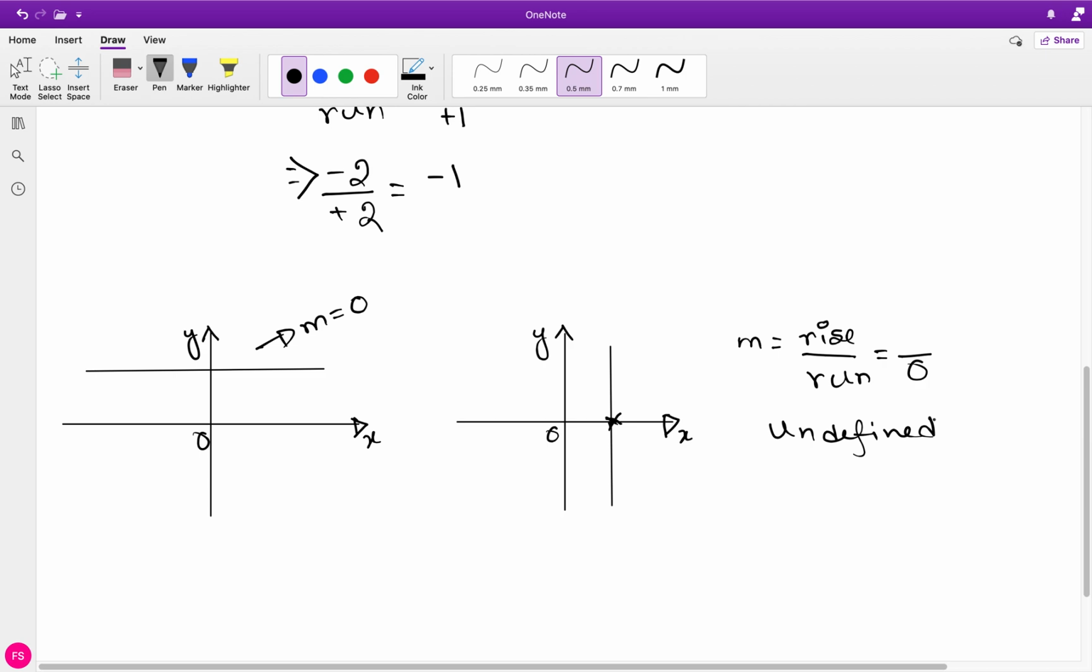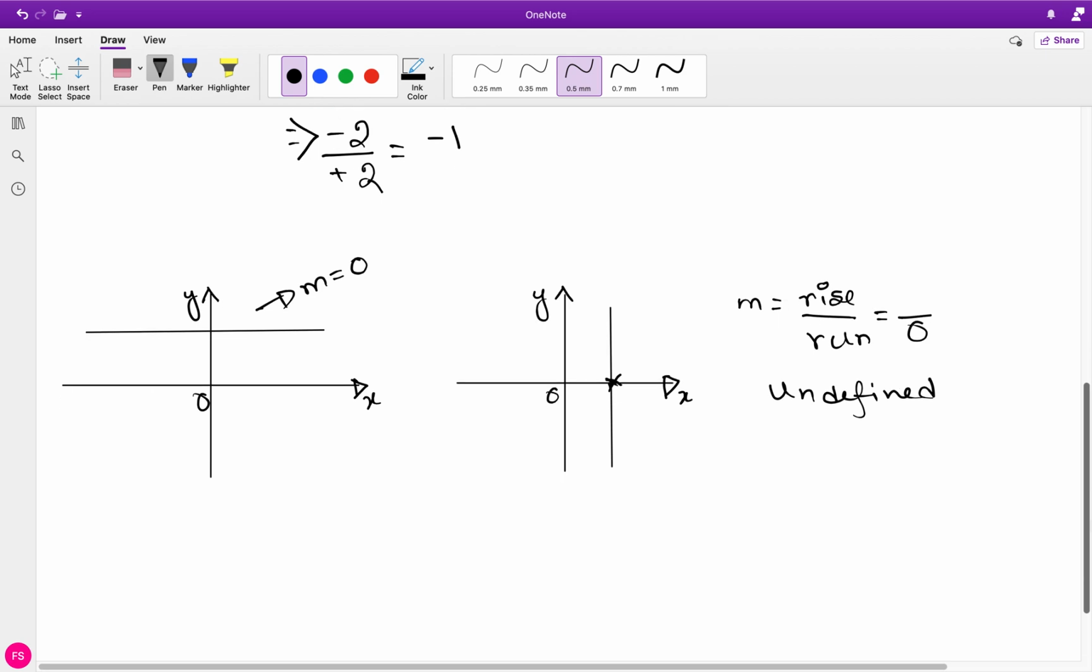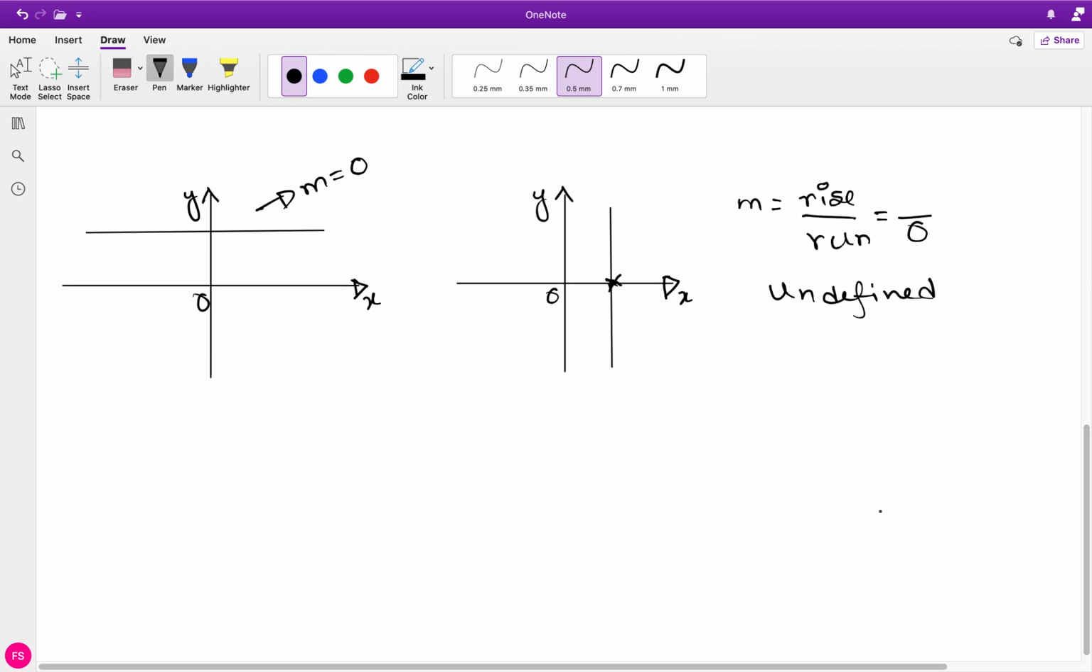So to summarize, if you want to remember the signs of the slopes without calculating anything, you can do this. If your graph looks like this, the gradient is always going to be negative. If the line looks like this, the gradient is going to be positive. If your line is a vertical line, that means the slope is undefined.